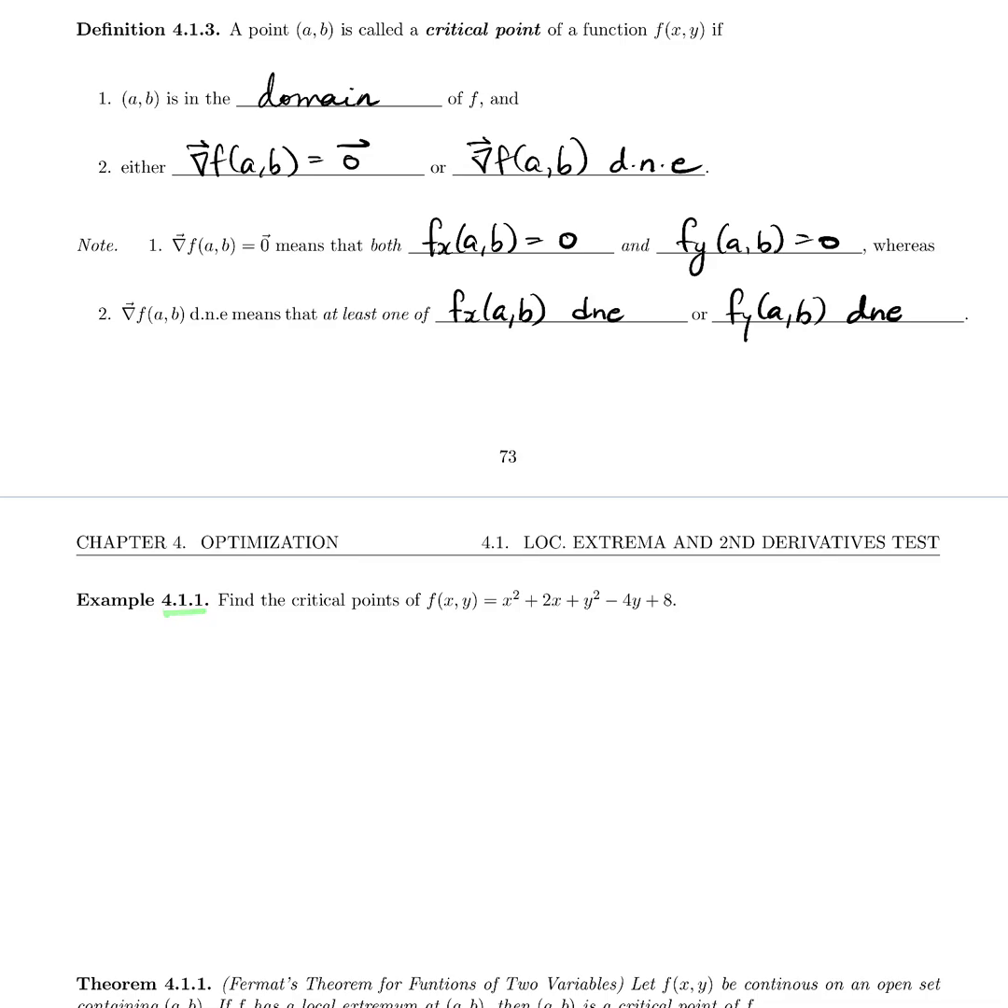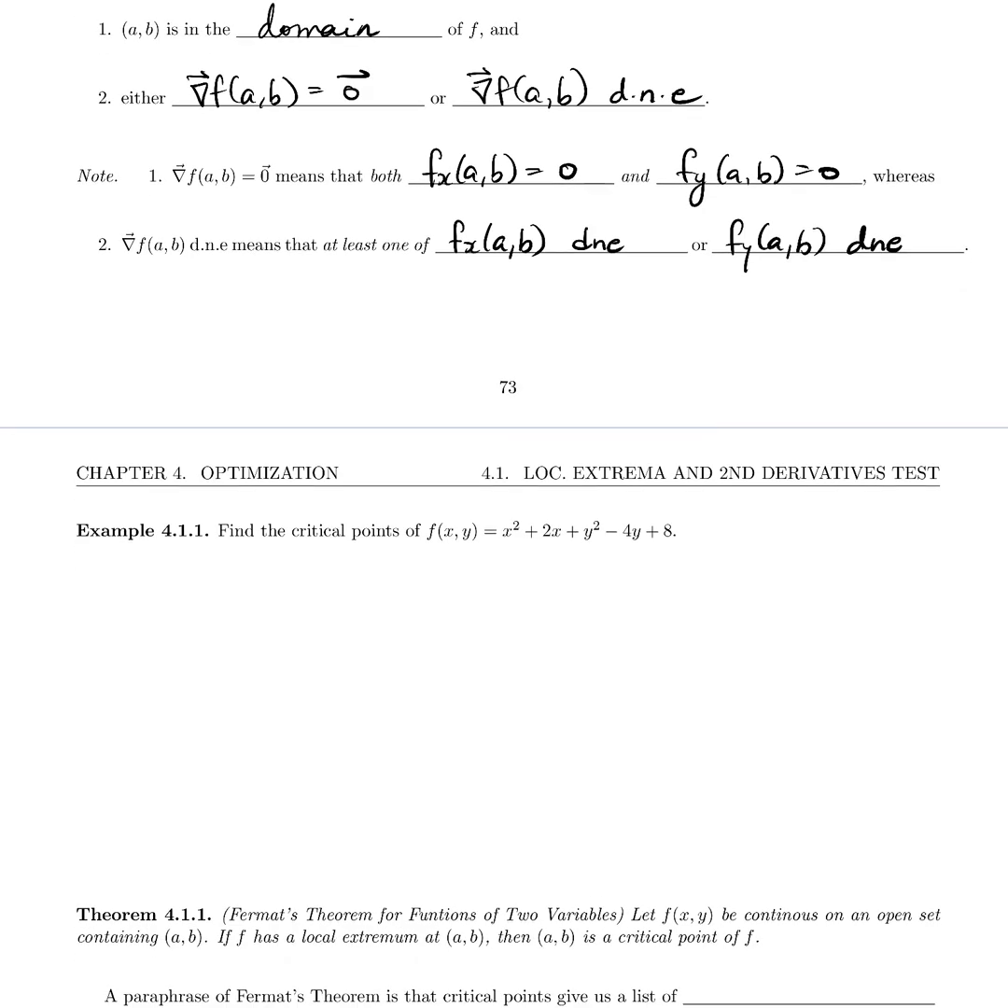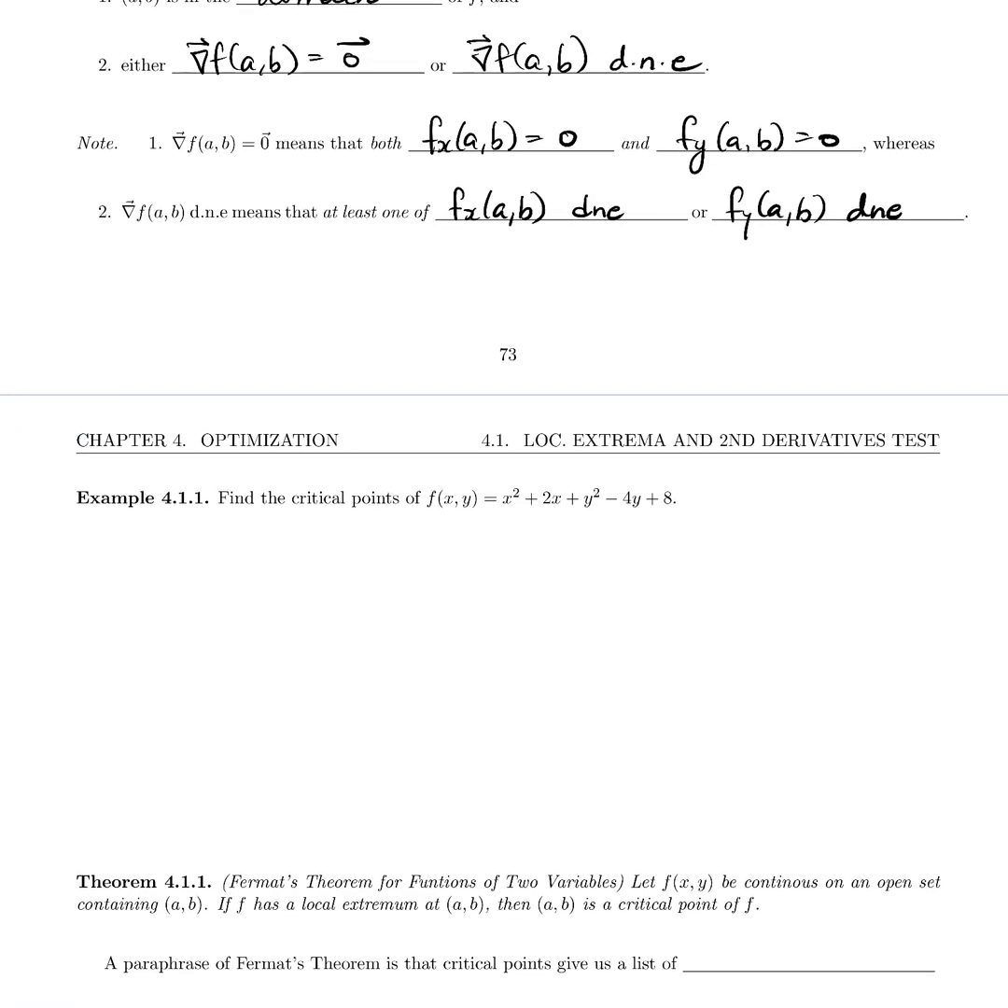Example 4.1.1. Find the critical points of f of (x, y) equals x squared plus 2x plus y squared minus 4y plus 8. We need to investigate two types of places. We need to investigate where the gradient of f equals 0 and where the gradient does not exist. We'll do that one in just a second.